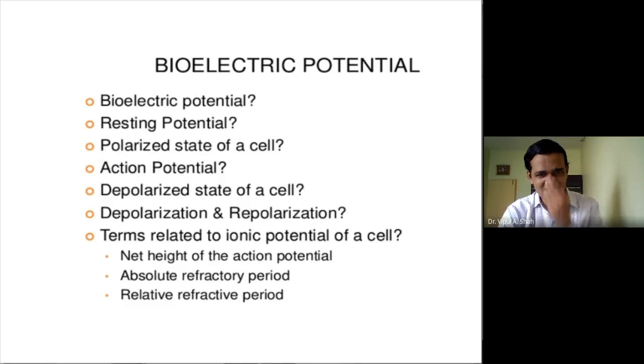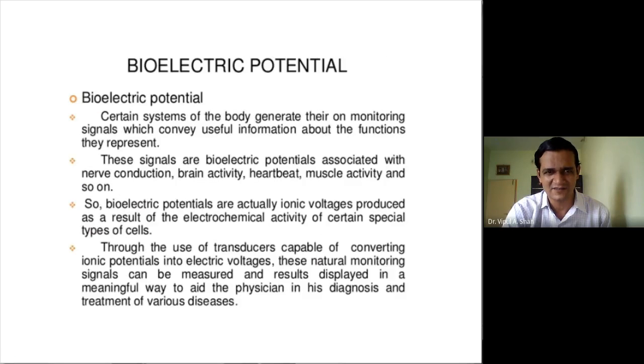So bioelectrical potentials are very important for us. Those are the resting potential, polarized state of the cell, action potential, and depolarized or repolarized conditions of those cells. We can have the absolute refractory period and relative refractory period. So bioelectrical potentials we can monitor for ECG, EMG, EOG, etc. And then we can monitor the different activities of different human body portions like nervous system, brain activity, heartbeats, muscle activity, etc. Electrochemical activity we can monitor and maintain using this.